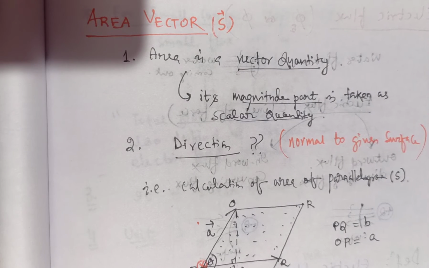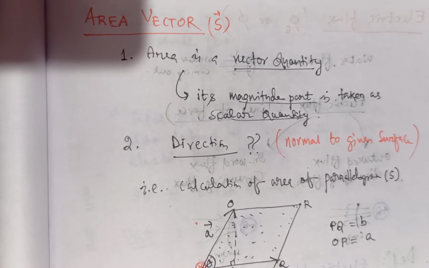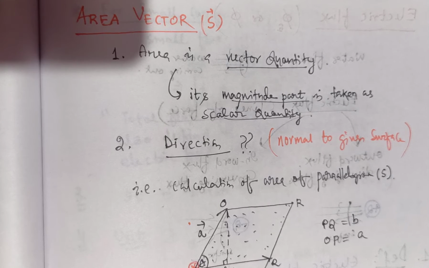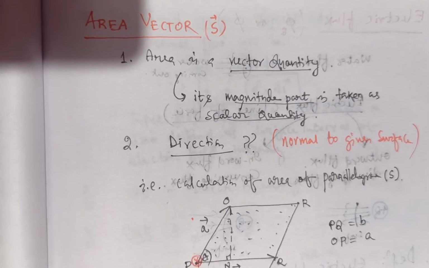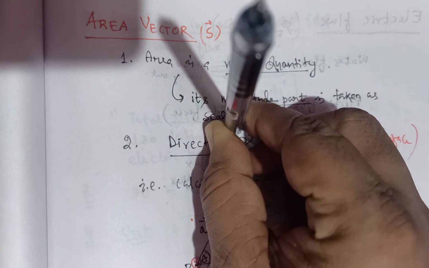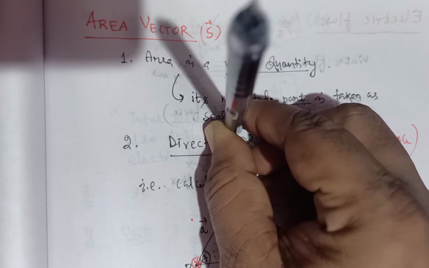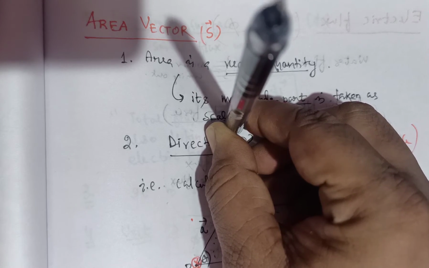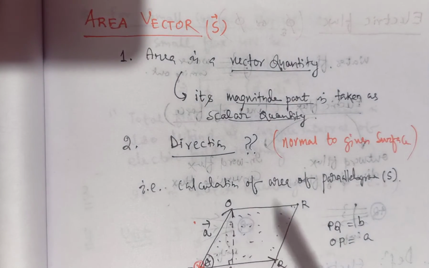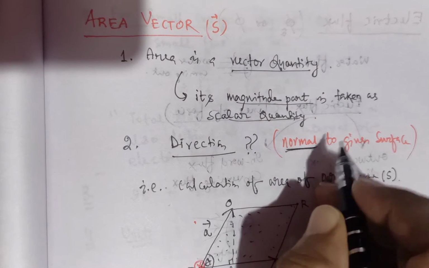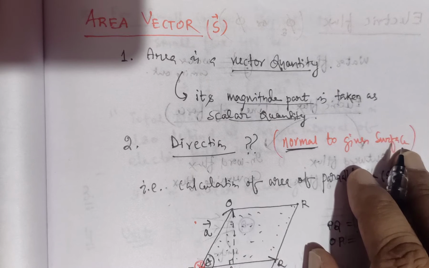And how will you find its direction? First, you remember the answer. If a surface is given to you, let this paper be a surface, then its area vector is perpendicular to the surface. That means the dot pen represents the direction of the area vector. That means the direction of the area vector is always perpendicular, or you can say normal, to the given surface.